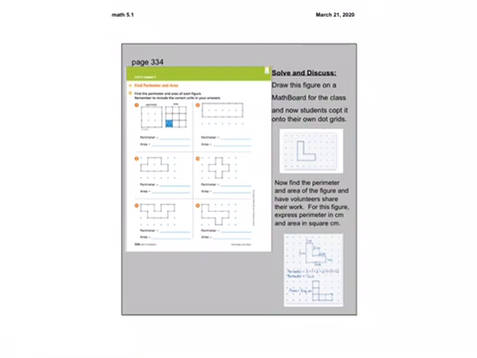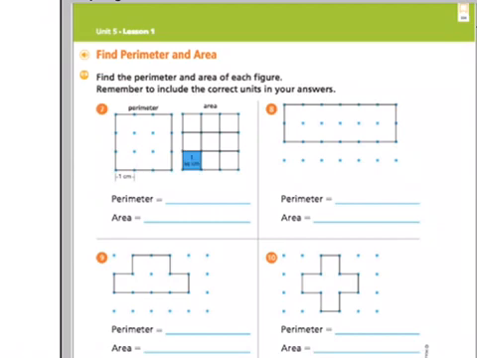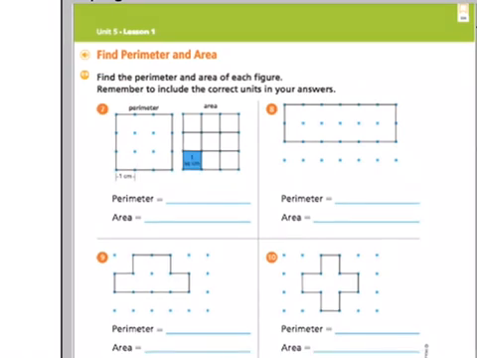Now it's time to solve on page 334. And it looks today like we need to find area and perimeter of all kinds of different shapes. So perimeter, if you'll recall, the perimeter is the outside. So 1, 2, 3, 4, 5, 6, 7, 8, 9, 10, 11, 12. The perimeter is 12 centimeters.